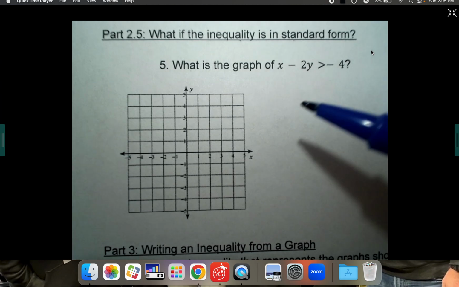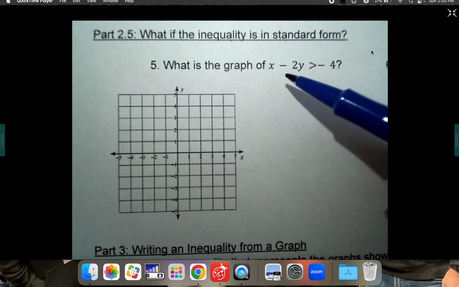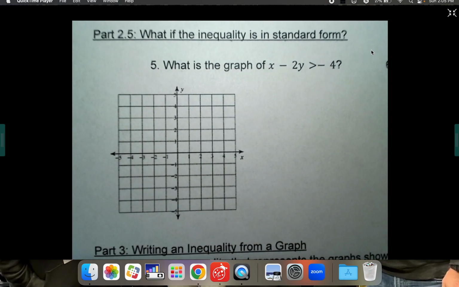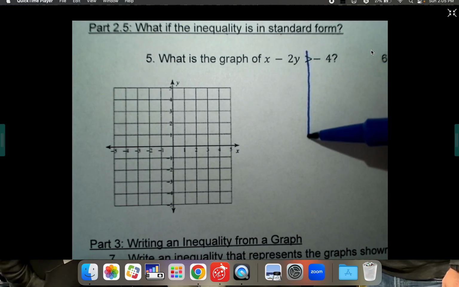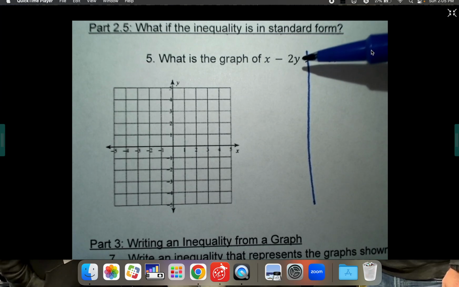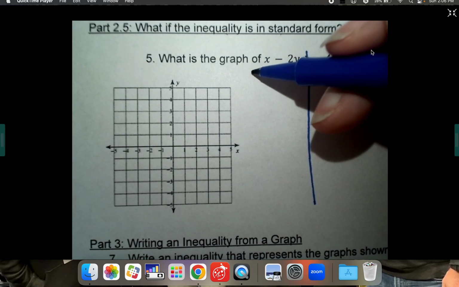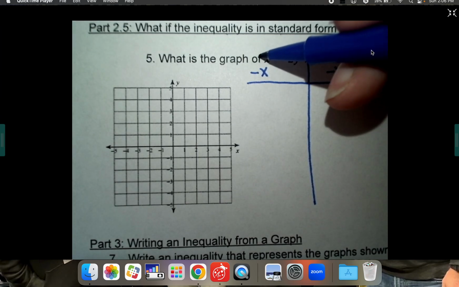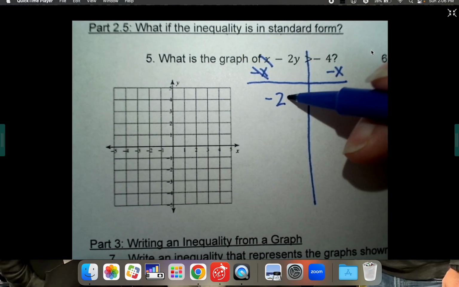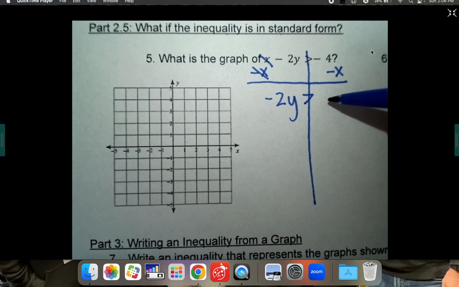So number 5, what is the graph of x minus 2y is greater than -4? So I'm going to rearrange it into slope-intercept form. So I'm going to try to get y by itself. So the first thing I need to do is subtract x from both sides. So we have a -2y is greater than, I'm going to put my slope first, so my -x, and then bring down my -4.